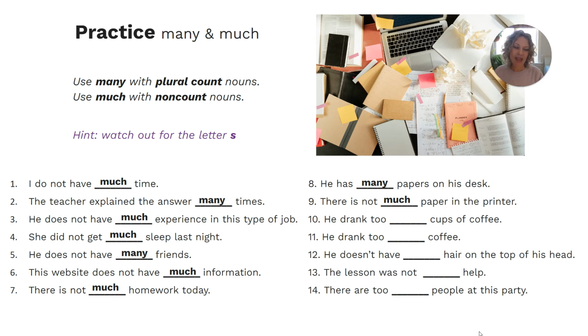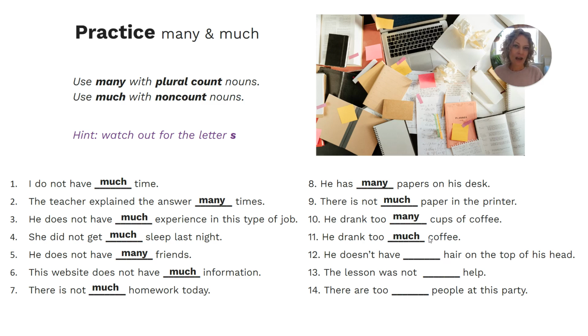Number 10: he drank 2 blank cups of coffee. So we've got a plural count noun there, cups. So we need to use many. He drank too many cups of coffee. Number 11: he drank 2 blank coffee. Here we're talking about coffee in general. It's a non-count noun. He drank too much coffee.